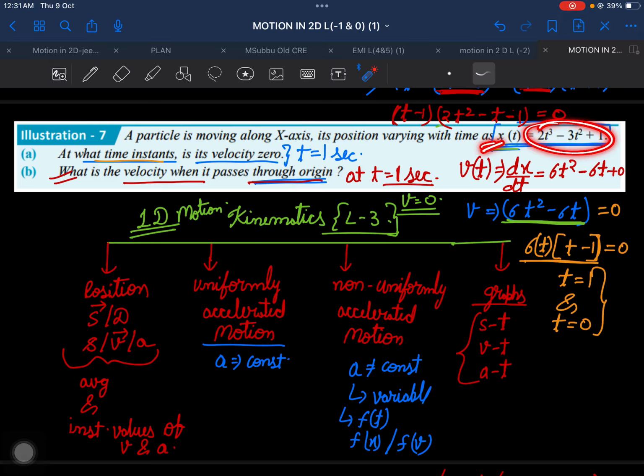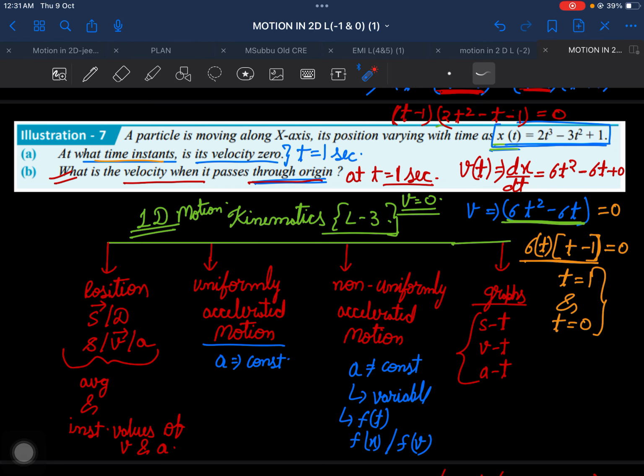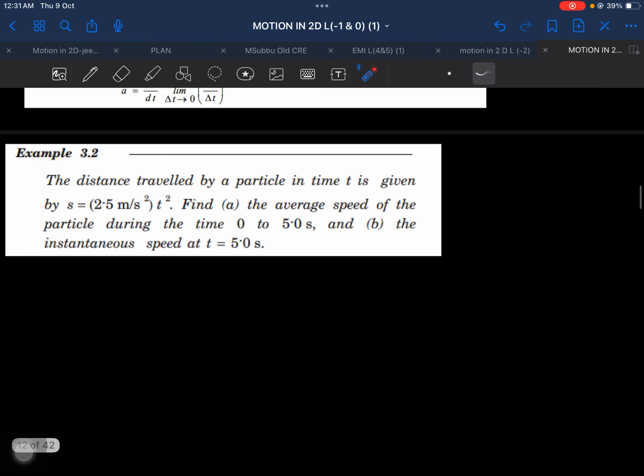Okay, and then you have to factorize, and then you have to find the time when the velocity will become 0, t1 and t2, and you have to put the time in the formula of velocity. That's it, basics, right? So now let's proceed, students, to our next question, and here it is.